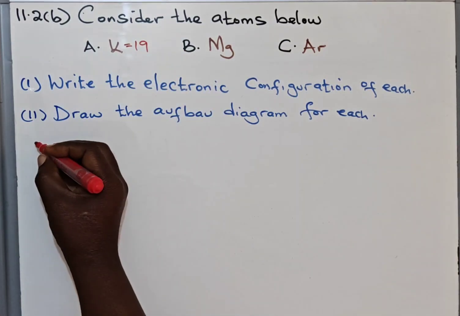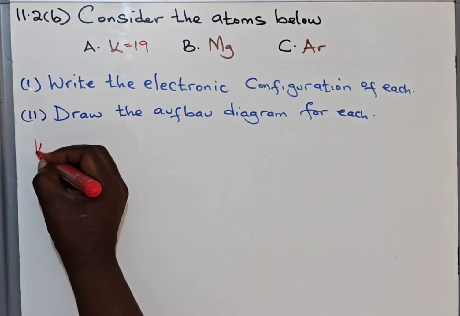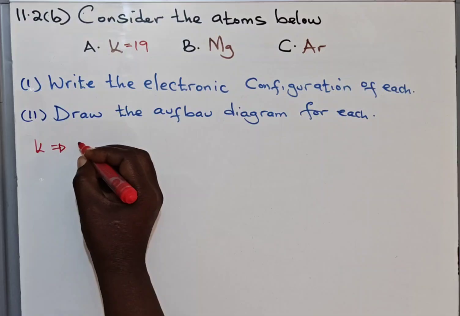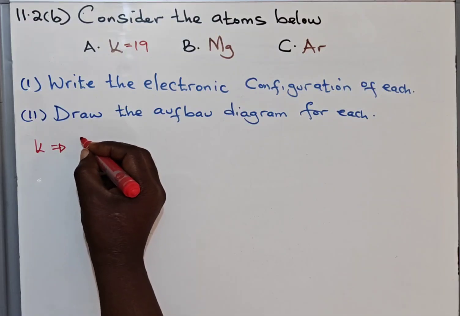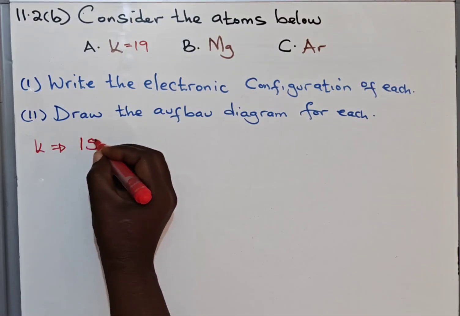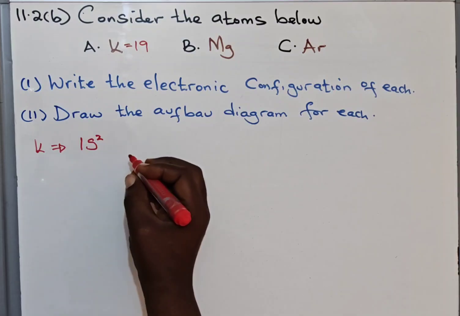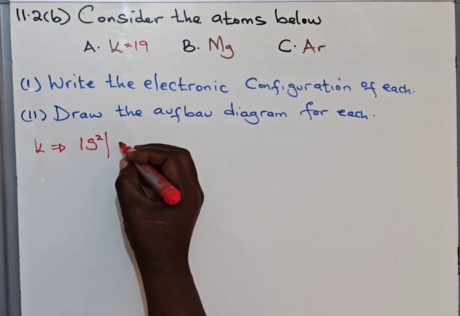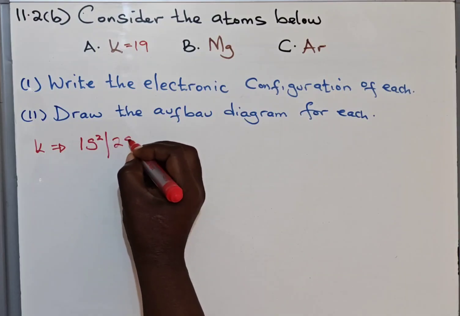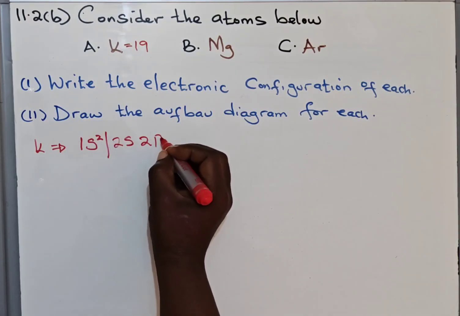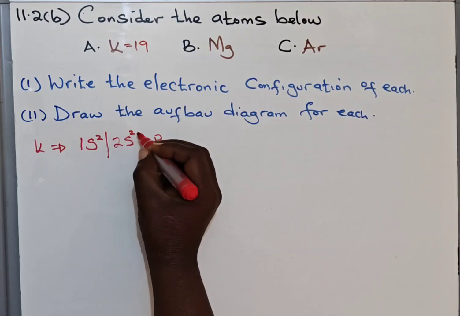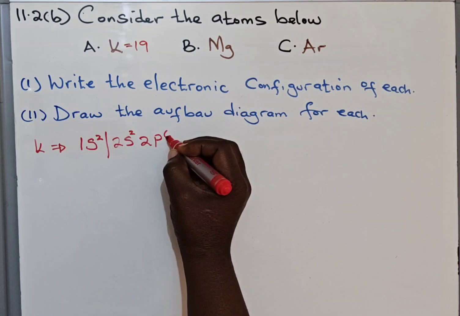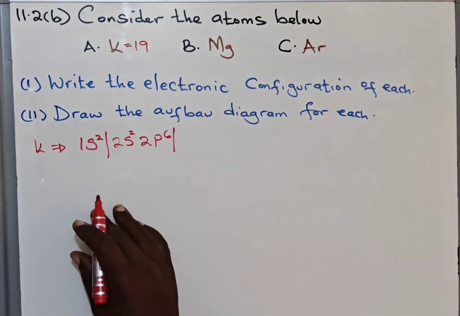So what do we do here? The first energy level for potassium takes up a maximum of 2 and is called 1s, so it's going to be 1s2. The second energy level has 2s and 2p. The s takes up a maximum of 2 and the p takes up a maximum of 6, and that one is closed.